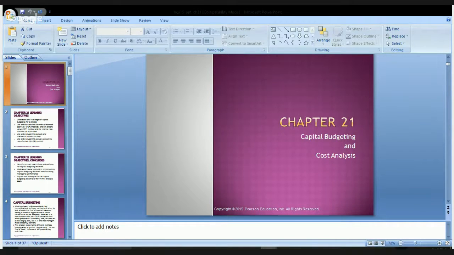IRR is more prone than the NPV to indicate erroneous decisions. The IRR implicitly assumes that the project cash flows can be reinvested at the project's rate of return. NPV accurately assumes that project cash flows can only be reinvested at the company's required rate of return. Still, the IRR method is widely used.